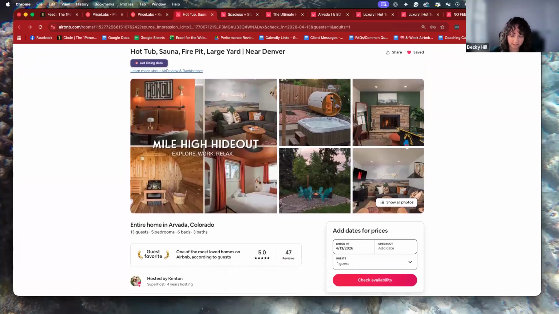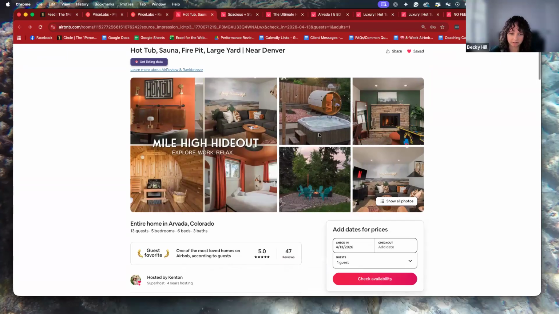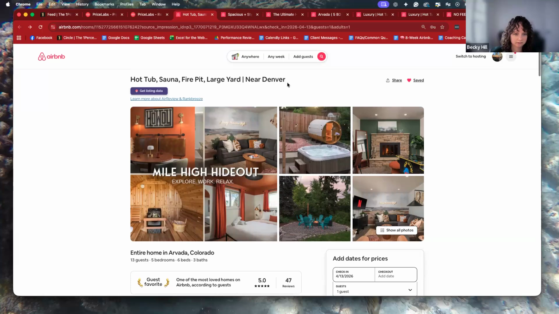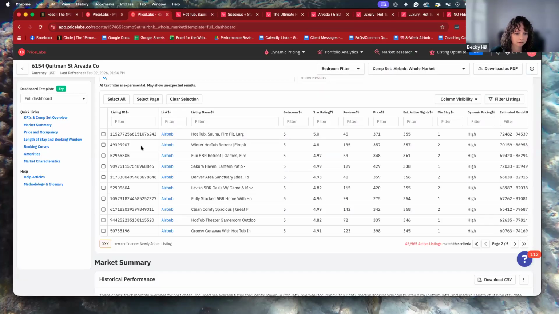So this one not only has a hot tub, it has a sauna. So to be conservative, I'd probably take 10,000 away for both. Probably wouldn't use this as the comp because it's just a different experience. But also we have an outside theater. So maybe I'd put it in the list and then I would just be mindful of it when I'm looking at my comps. Okay, so that was the hot tub, sauna, fireplace.